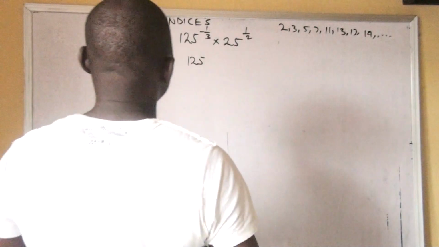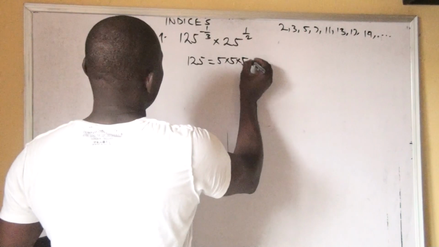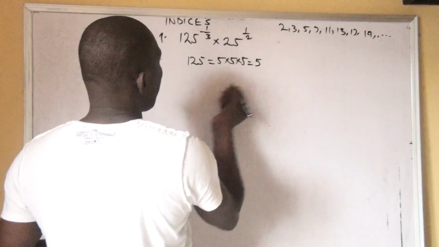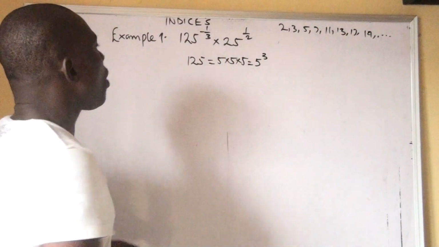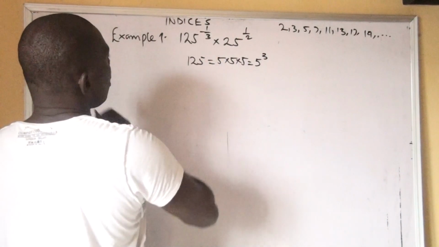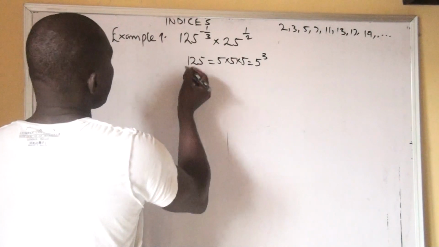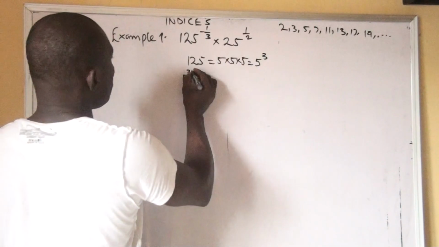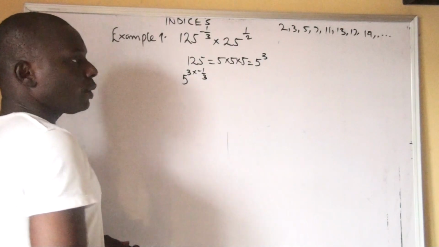Now 125, we know 5 can divide it, so it means 5 times 5 times 5. As a product of primes in index form, 5 raised to power 3 is the equivalent form of 125. So in place of 125, we replace it with 5 raised to power 3. Here we also have another power, minus 1 over 3, so what we usually do is multiply it by minus 1 over 3.